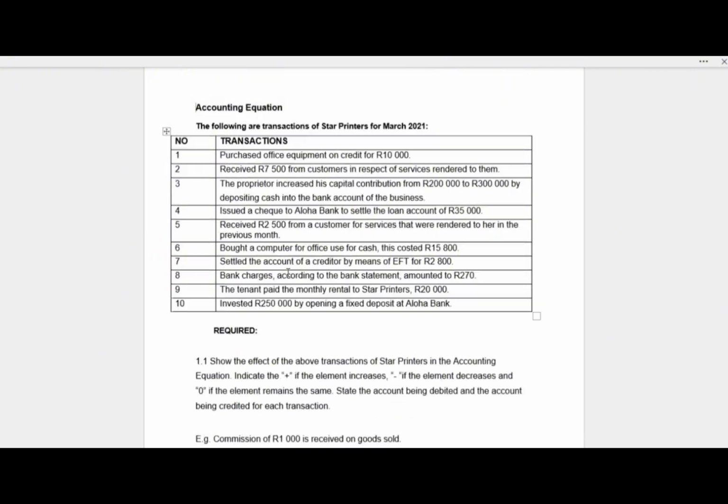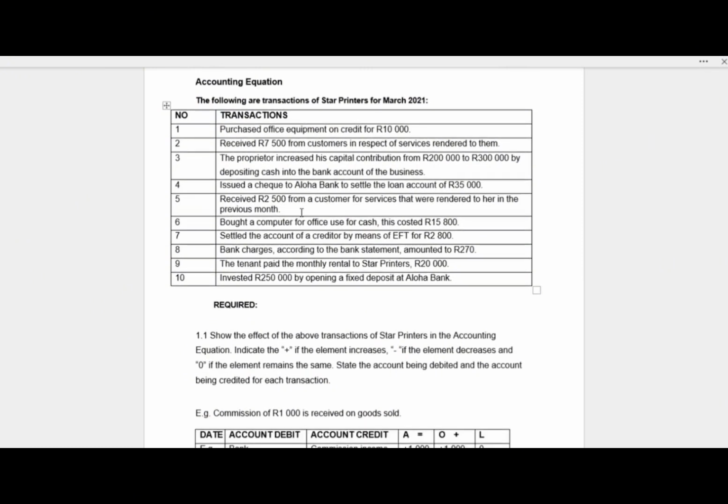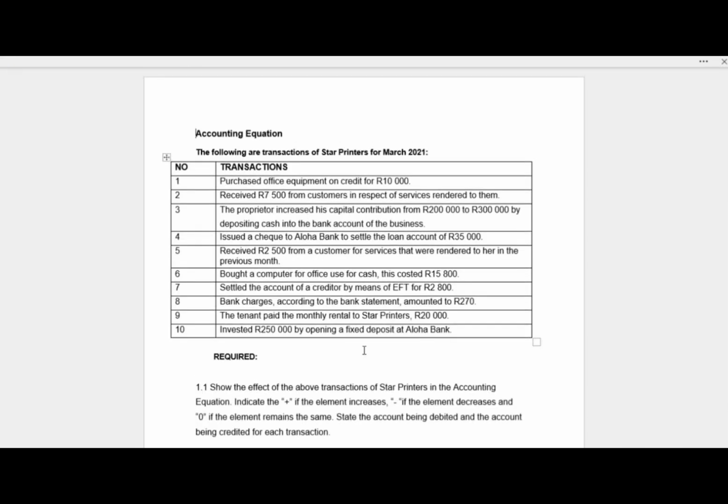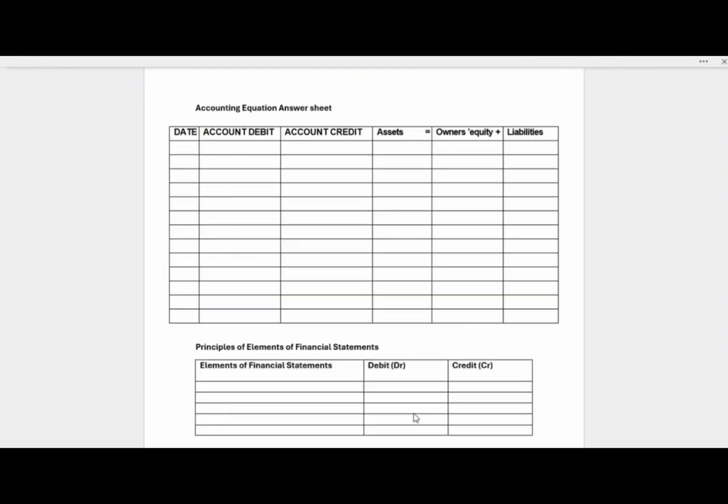So before you go and record anything in accounting, you need to understand the principles of every question or every principle of every topic that you are doing. So in the accounting equation, for you to better understand it, you need to have an understanding of the elements of financial statements, of which I will explain the principles in this table. But I'm not going to explain a lot.